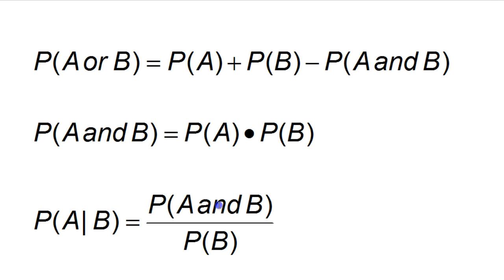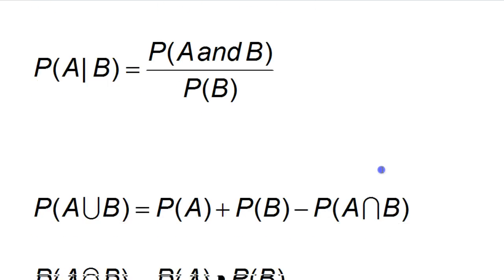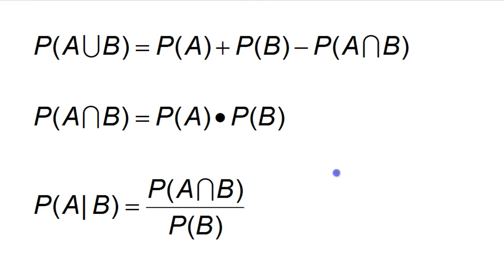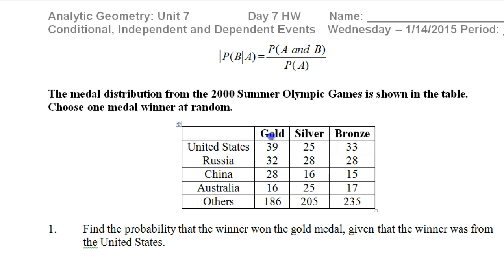By the way, these are the versions of the formulas where I'm using the words or and and. But everywhere you see the word or, I could use a union symbol, because it means the same thing. And everywhere you see and, I could use an intersection symbol. So here are the same three formulas written with the union symbol for or, A or B, and an intersection symbol for A and B. So please be familiar and comfortable both ways. Those will come up again.